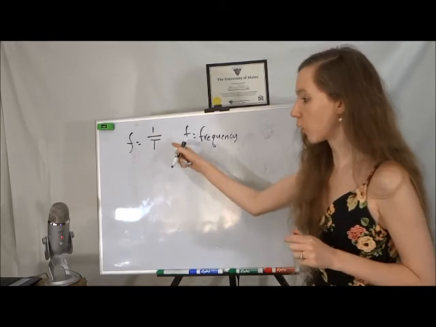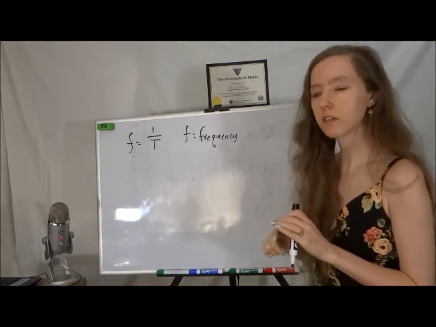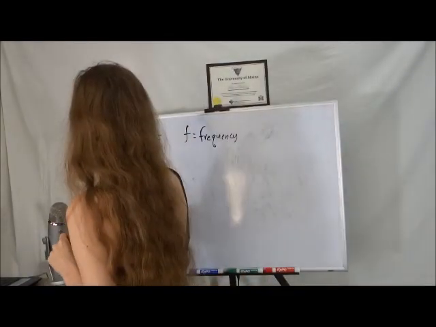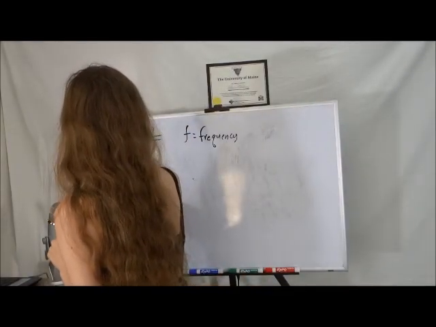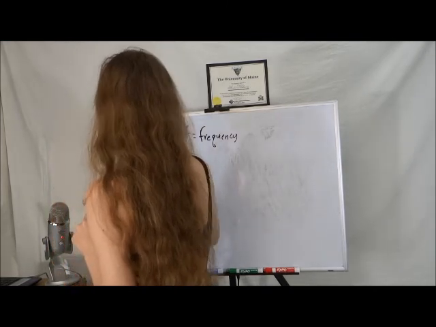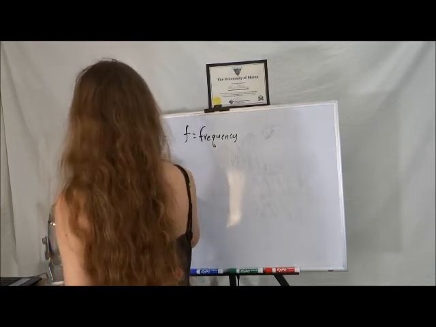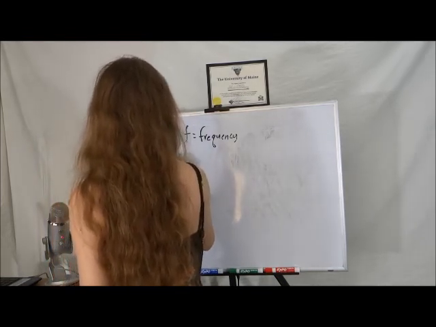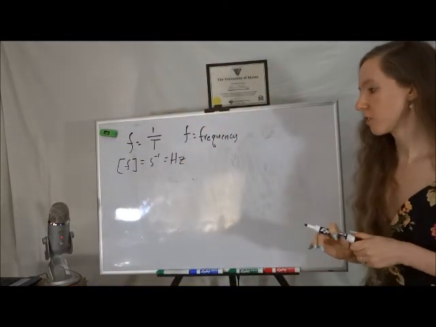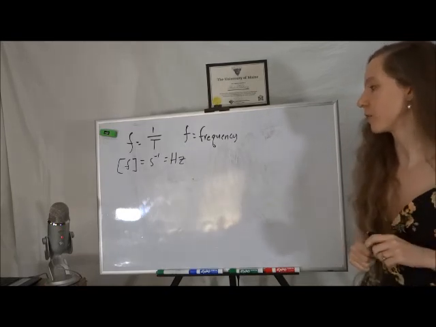Now, since it's 1 over the period, and periods are measured in units of time, so seconds, the units of frequency, I'm going to use this bracket notation to mean units, are going to be inverse seconds. So it would be seconds to the minus 1. And that's the same thing as a hertz. So we could say that it's seconds to the minus 1 or hertz. Those are both equivalent, so either of those units is fine depending on which one you want to use at a different time.